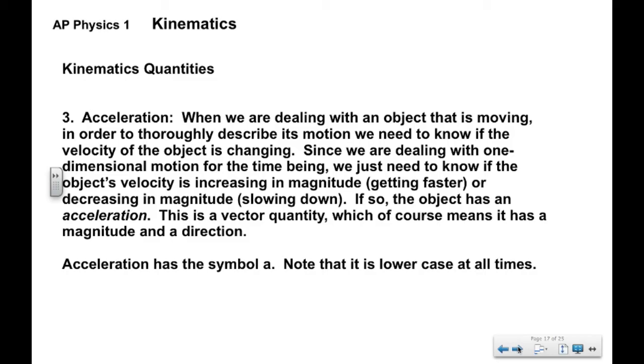Now, when we're dealing with the third set of questions with an object that's moving, we want to know if its velocity is changing. Since we're dealing with one-dimensional motion, we just need to know if the object's velocity is increasing in magnitude, which means it's getting faster, or decreasing in magnitude, which means it's slowing down. If so, then the object has an acceleration. This again is a vector quantity, which means it has a magnitude and a direction. Acceleration has the symbol lowercase a, not to be confused with capital A, which means something else.